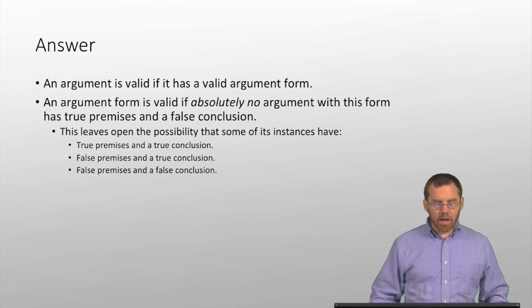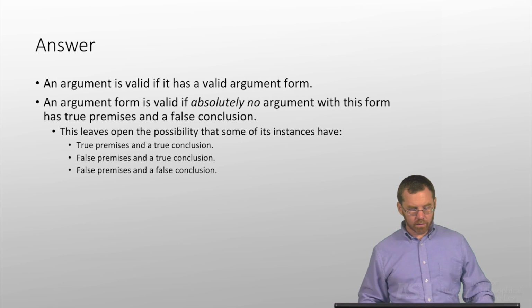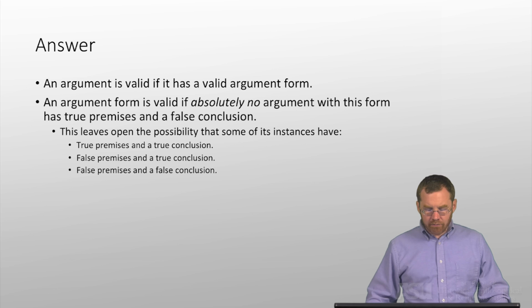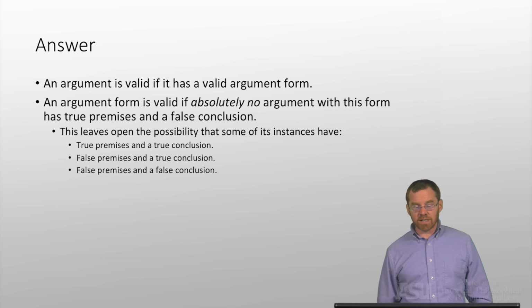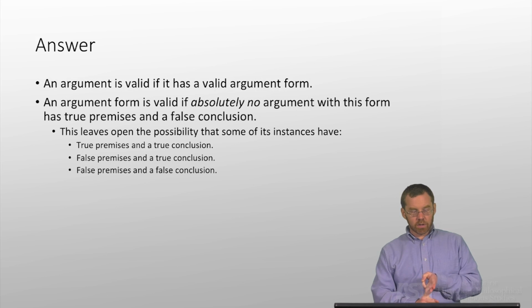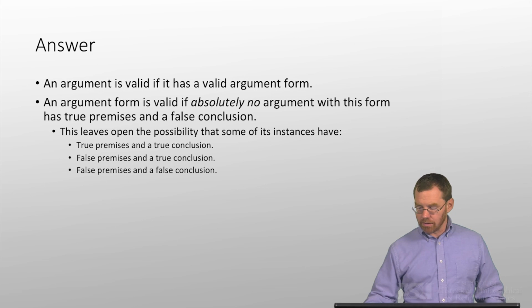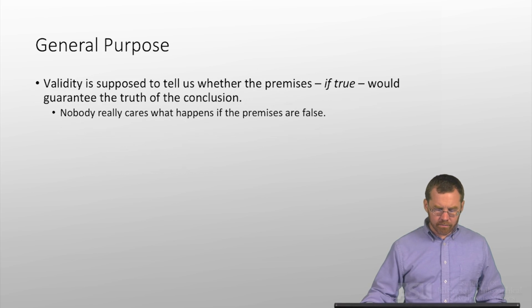The answer is this. An argument is valid if it has a valid argument form. An argument form is valid if absolutely no argument with this form has true premises and a false conclusion. This leaves open the possibility that some of its instances have true premises and a true conclusion, false premises and a true conclusion, or false premises and a false conclusion. We've ruled out one possibility, true premises and a false conclusion, but some of its instances could have any of the other possibilities. Now, why do we put things this way?